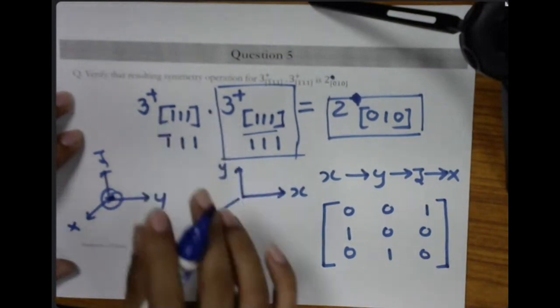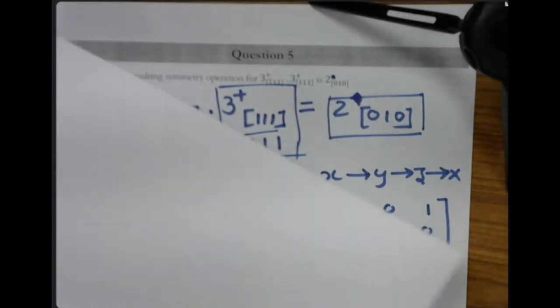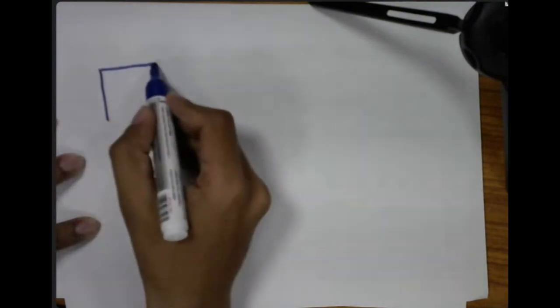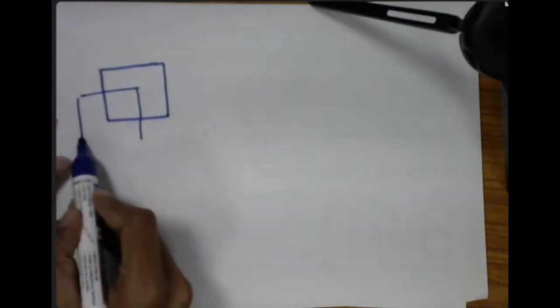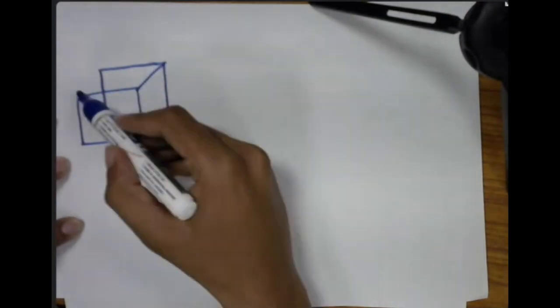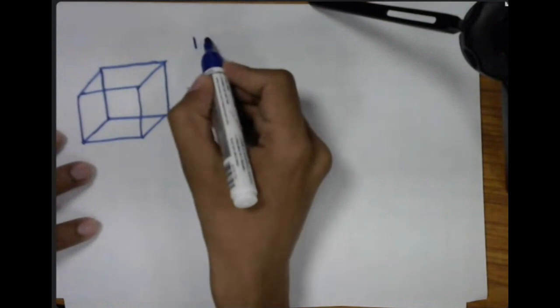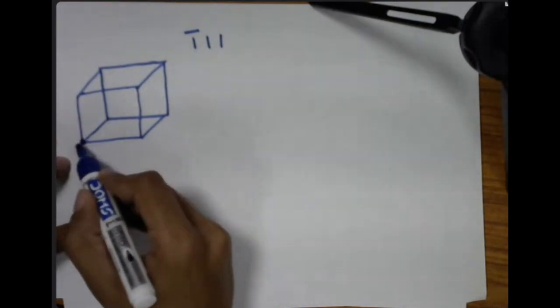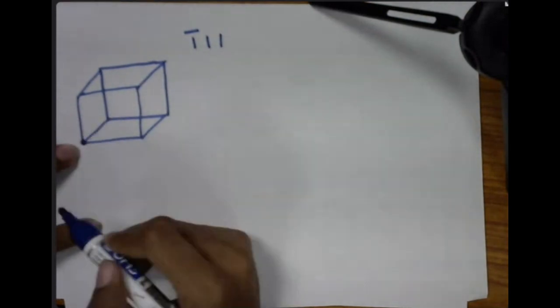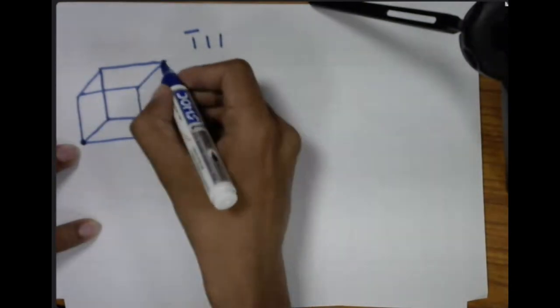Now let's think about the second operation, 1 bar 1 1. Let me make a cube first. Okay. So first we have to look at this particular direction 1 bar 1 1. X is negative, so we will fix our origin over here so that we can go to the negative of x. Y is positive, and z is also positive. So we'll get to this particular point, and this is our direction.